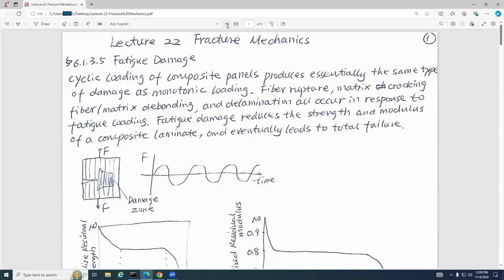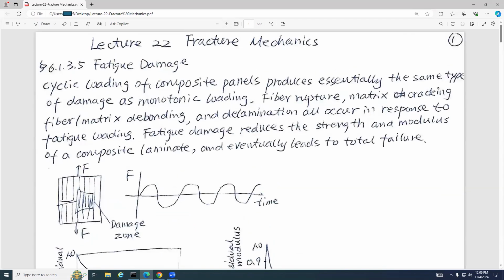And fatigue means that you apply the load cyclically, periodically, and even though the load level, the magnitude of load, can be relatively small, if you apply this load continuously, finally as the time goes, this material will fail. So we know the fatigue. Cyclic loading of composite panels, and now we talk about composite panels.